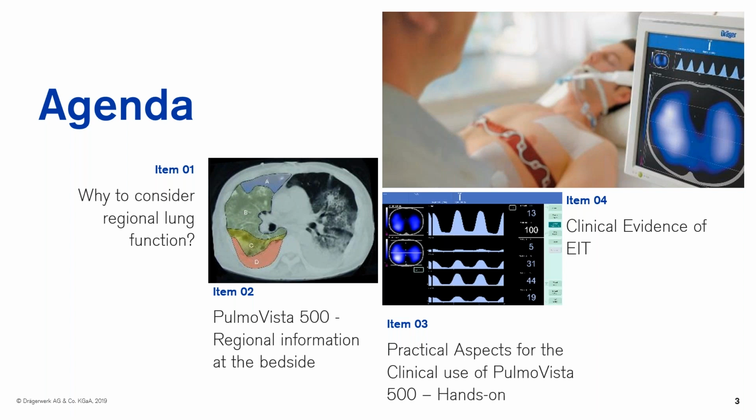Then I'm going to talk a little bit in more detail about the PulmoVista 500, the electrical impedance tomography device that we have in our portfolio, and how we can bring this regional information to the patient bedside. Also, we're going to have a practical demonstration on the PulmoVista 500, and we're going to discuss some of the cases in which PulmoVista can be particularly interesting in your everyday clinical practice.